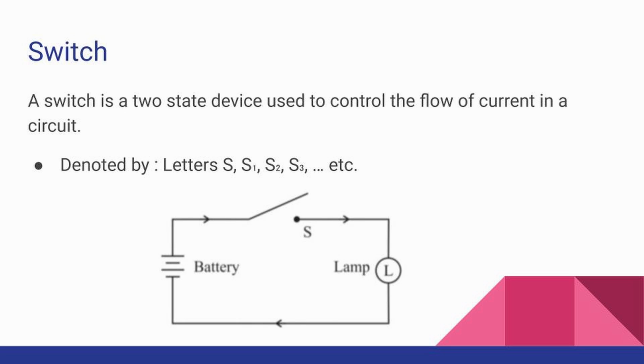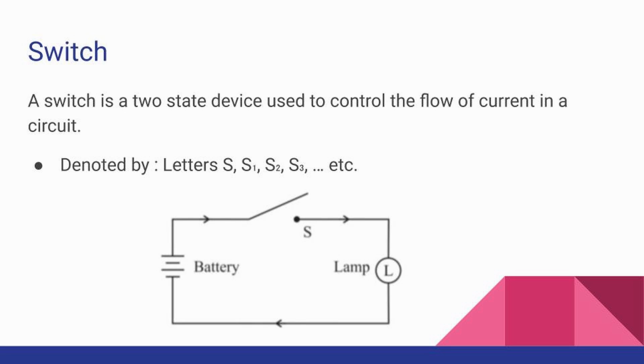Now we have the definition of switch. What is a switch? A switch is a two-state device used to control the flow of current in a circuit. It is a two-state device. Two-state device means either it is on or off and it controls the flow of current in the circuit. Whenever the switch is on, the current passes through, and whenever the switch is off, the current does not pass through. And the switches are denoted by letters capital S, S1, S2, S3 and so on.